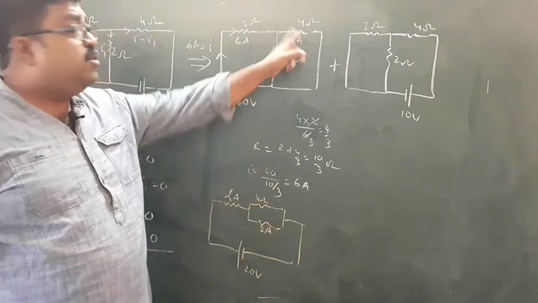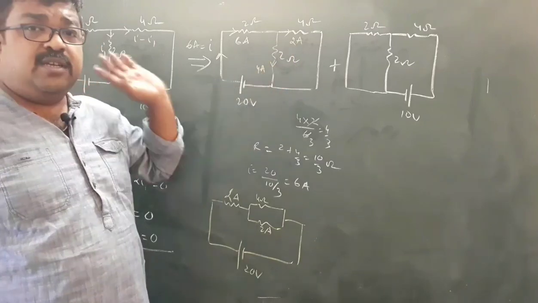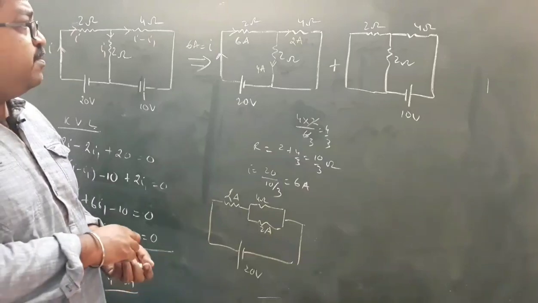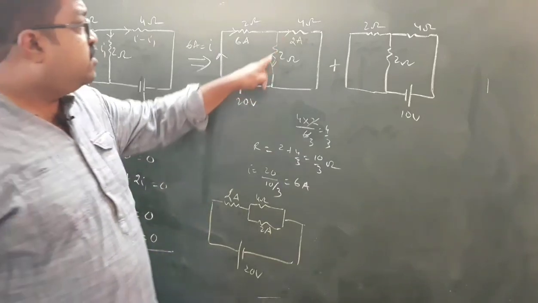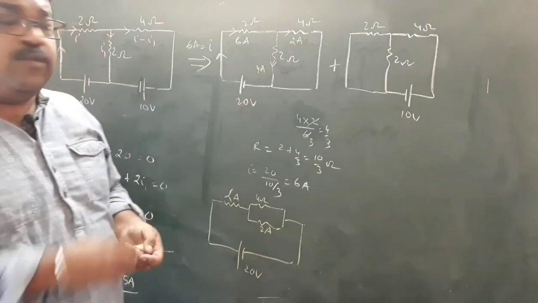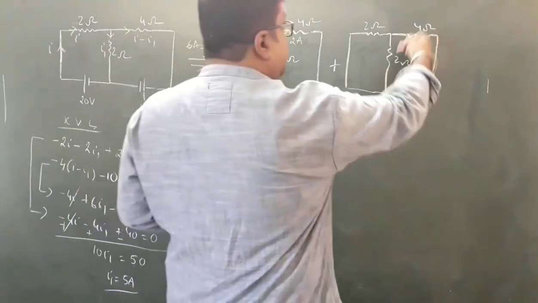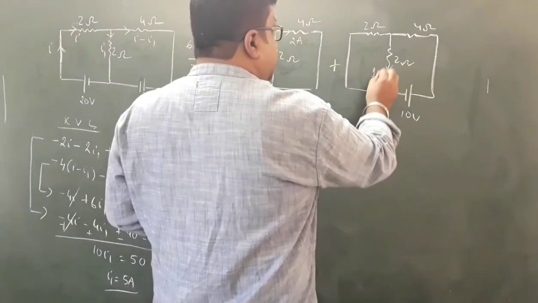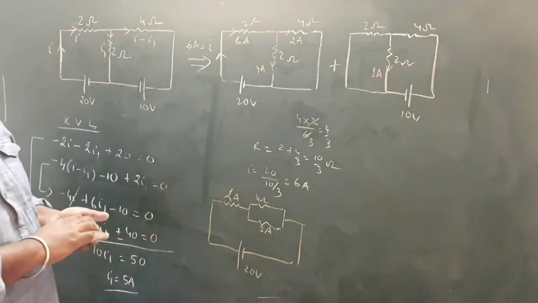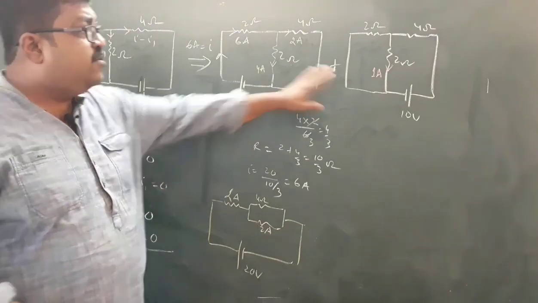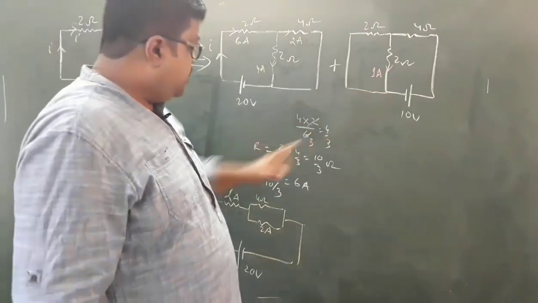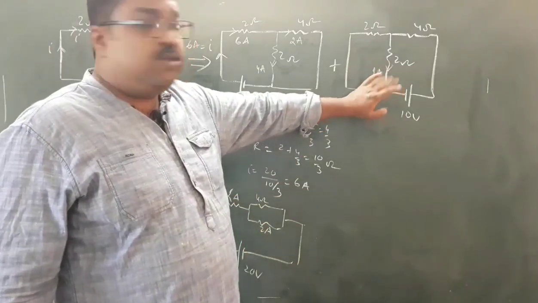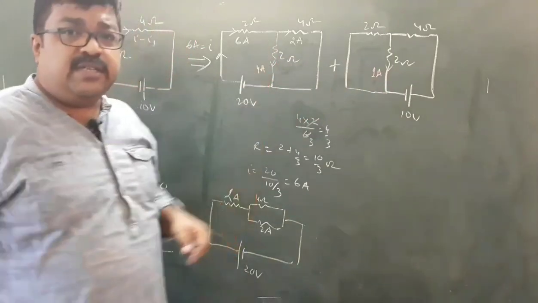So I hope now you are able to understand why the current is 2 ampere and why the current is 4 ampere. Okay, so now that means the current flowing through this 2 ohm resistor is 4 ampere. Now similarly, you can apply this concept in this circuit, and you'll find that the current flowing through this 2 ohm resistor is 1 ampere. You can also use this technique to find the current through this 2 ohm resistor, and you'll find that it is 1 ampere. So the total current flowing through this 2 ohm resistor is again 5 ampere.